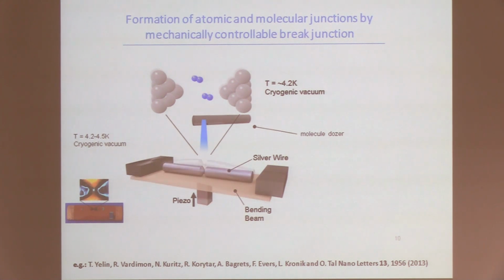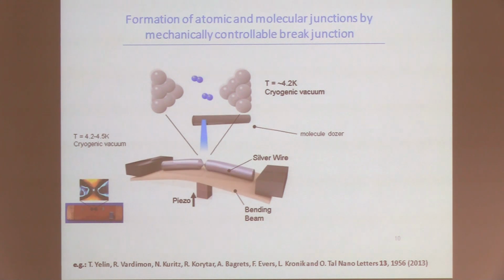Another advantage is that we are not limited to only pure gold. Generally, in the break junction technique, most people use pure gold because of the contamination issue. But as we are working at cryogenic temperature, we can work with any different metals, like platinum, gold, or silver, and we can evaporate molecules. So we are flexible to different types of metal-molecule hybridization.